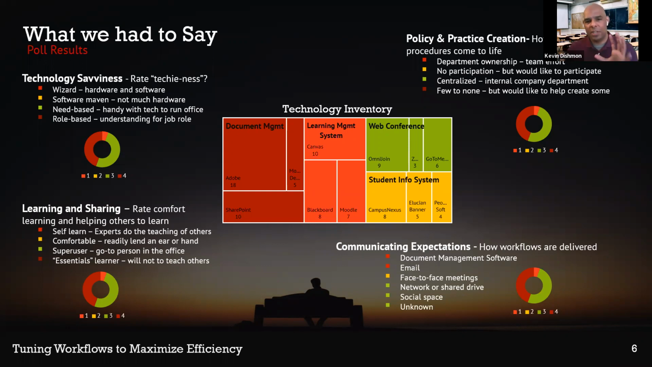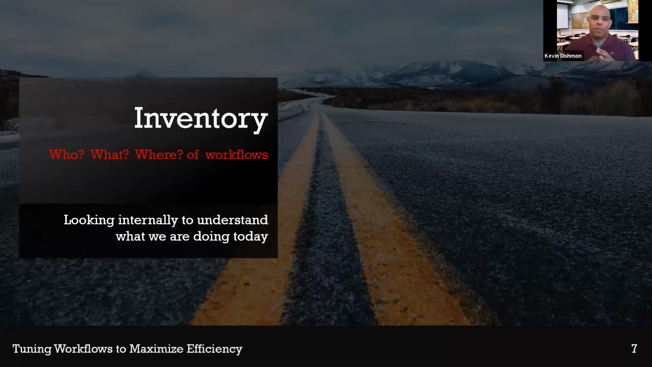So having said that, let's take a first stop on our road trip. Let's talk about inventory, which is probably the bigger bulk of our conversation here today. And that is the who, what, where of workflows, and really looking internally to understand what we are doing today. So we want to take stock of our current workflows.